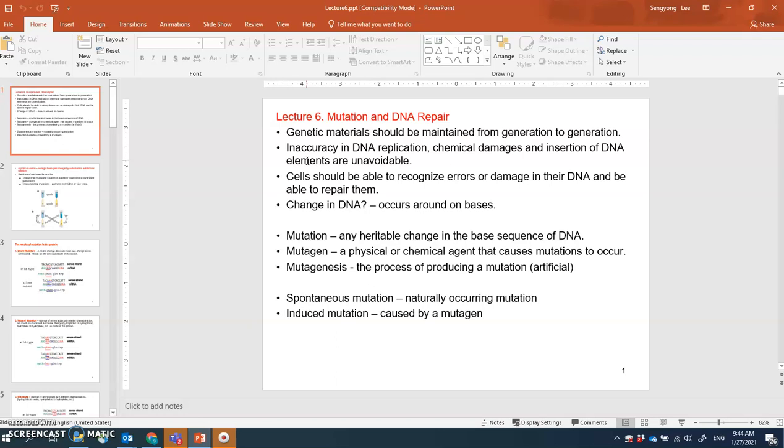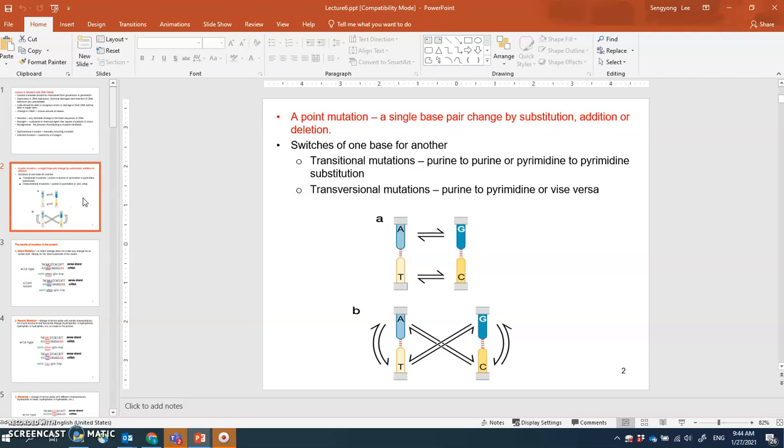So spontaneous mutation means naturally happening mutation. And induced mutation means it's artificially caused mutation by exposing cells to a mutagenic condition. And then a point mutation means a single base pair change in your DNA. If you change a single base pair, maybe a single nucleotide, what are the consequences of that?